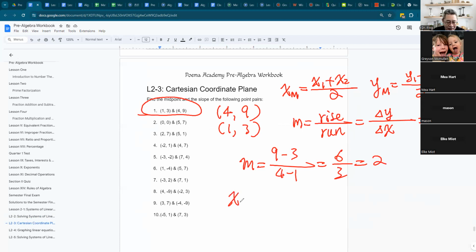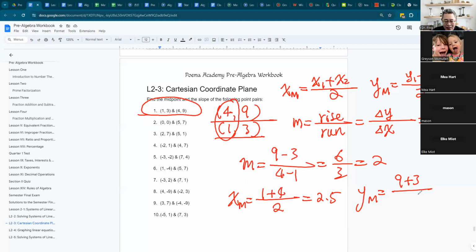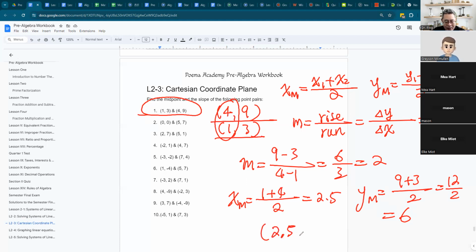Now our midpoint in this case is 1 plus 4 divided by 2. So it's 2.5. And y midpoint is 9 plus 3. If you line up like this, it makes things easier for you. Divided by 2, which is 12 over 2. So that's our 6. So now that's how we got it. Our slope is 2. Our midpoint is 2.5, comma 6. Now, if you're graphing it on the graph paper, you can see that's the case.